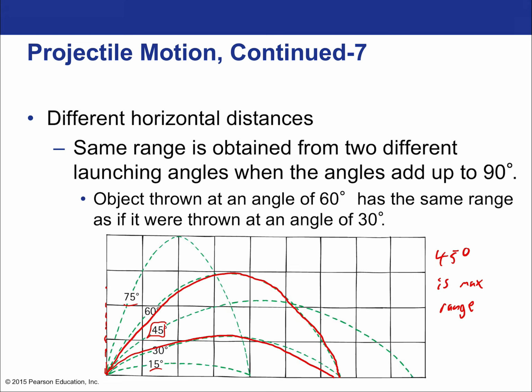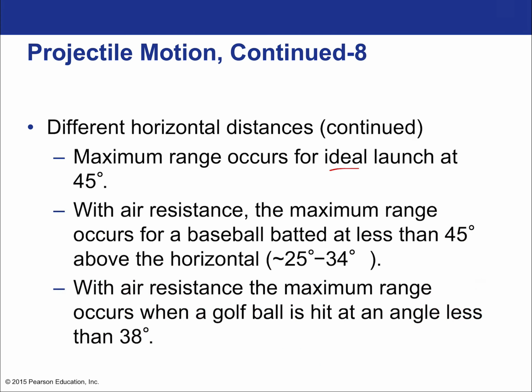The 30 degrees is less time to get buffeted by the air because its actual path length is less. And so when you actually have air resistance, your maximum range is going to be achieved at angles less than 45 every time. So with air resistance, maybe 25 to 34, and let's see. So with air resistance, the maximum occurs for a baseball, okay, and for a golf ball about 38. So it kind of depends how sleek the object is.